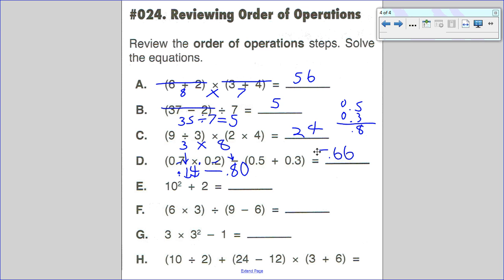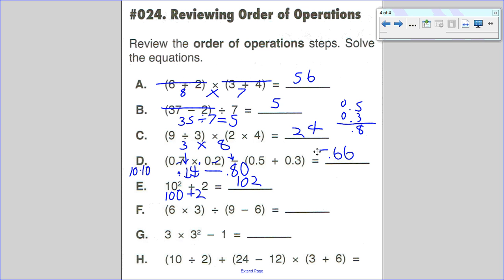And we may work some more on decimals and addition and subtraction and things like that. So, on to E. We have an exponent in this one. We have no parentheses, but we do have an exponent, and that exponent is 2. So 10 to the second power, or 10 squared, is 100. Because we know 10 squared is just 10 times 10, which is 100. All we have to do now, add 2. We have no multiplication or division, so we go straight to addition. So 102 is our answer.